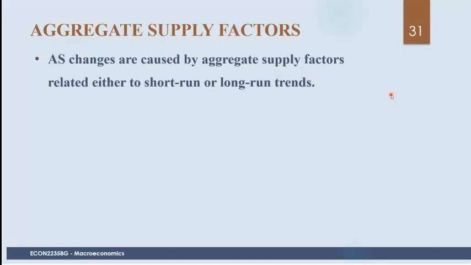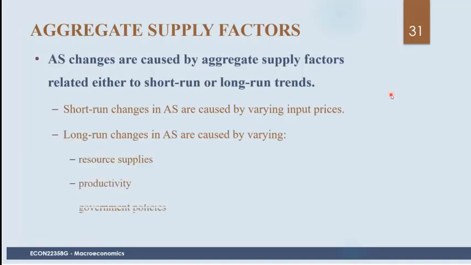So aggregate supply changes are caused by aggregate supply factors related to either short run or long run trends. Short run changes in aggregate supply are caused by varying input prices only. Okay, so the aggregate supply curve in the short run can shift because of the potential output shifting, but it can also shift because of wages or input prices in the short run. The potential output will only shift if real things change, so things like resource supplies, productivity, government policies as well.